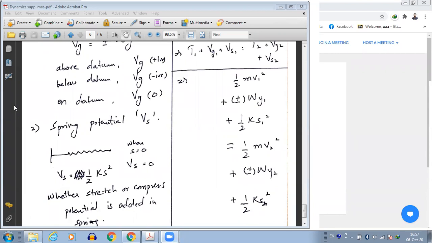Not clear? What does it mean? Not clear? If anybody wants to ask anything, instead of writing, you can directly open the mic and ask. That's easier.